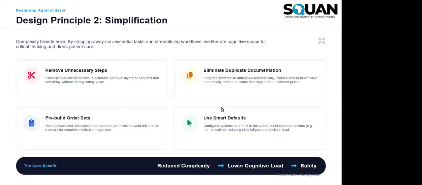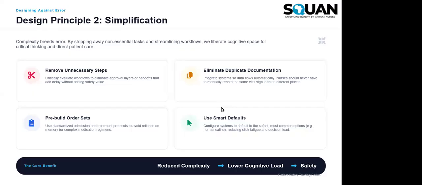Also, it's about eliminating duplicate documentation. I think I've talked about that already. Pre-build our order sets. I talked about the patient who is diabetic. We can actually pre-build our insulin sliding scale in a way that once people see that, oh, this patient is within this category, okay, this is the next step to take, right? And it's clear. That way they don't need to stress their minds or stress their brains to be able to calculate the next step of action or next steps to take.